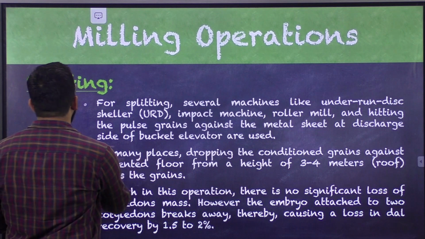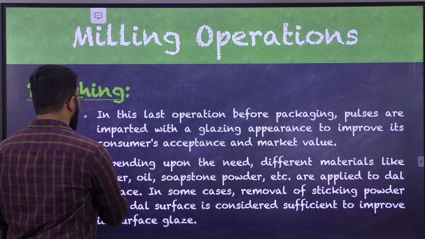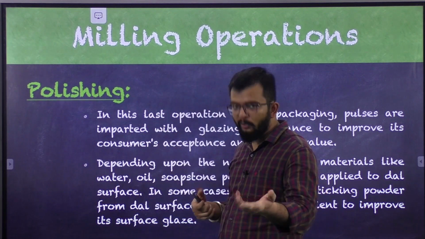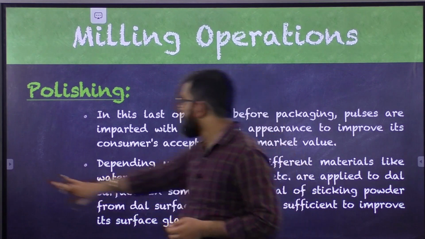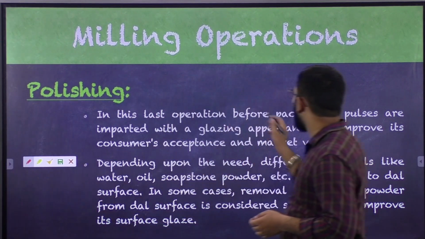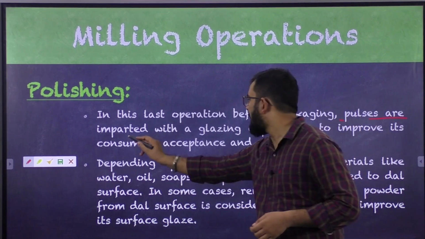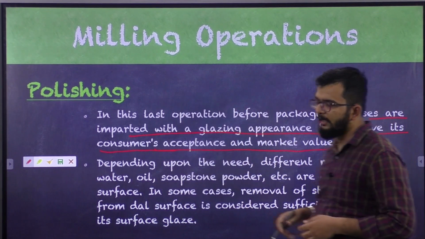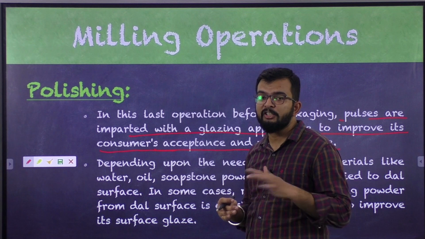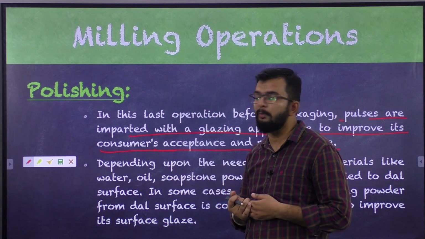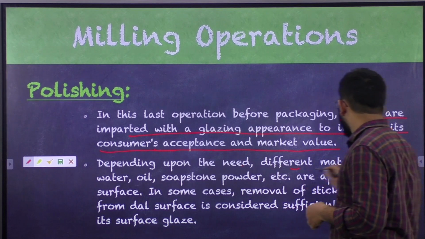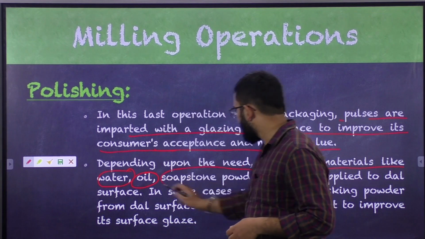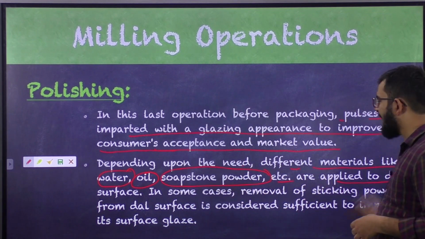Okay, so after splitting, what we do is we polish the dal. Polishing can be regarded as the last step in milling, before packaging, obviously. In this last operation, that is polishing before packaging, pulses are imparted with a glazing appearance to improve consumer acceptance and market value. That is, they are imparted with a gloss or a shine so that they will attract the consumers. Depending upon the need, different materials like water, oil, soapstone powder, etc. are applied to the dal surface.